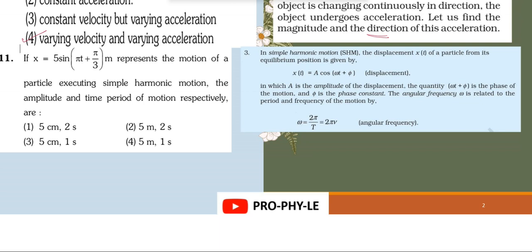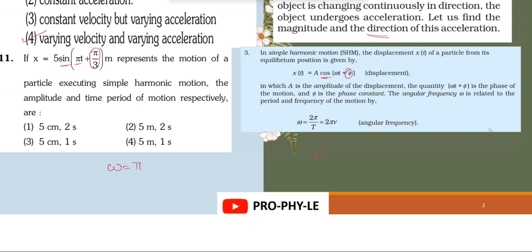Just look at the next question, the 11th question. This is from simple harmonic motion. The general equation is a sine function, and in NCERT we have the cos function. It is not a big point, but the phase angle here is 5 by 3, so the phi value is 5 by 3, and the omega value is pi.